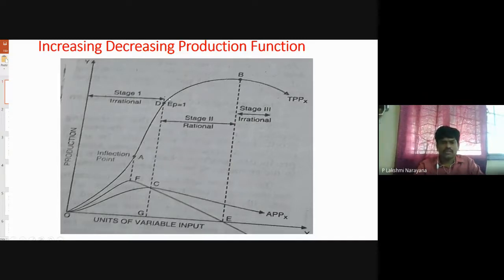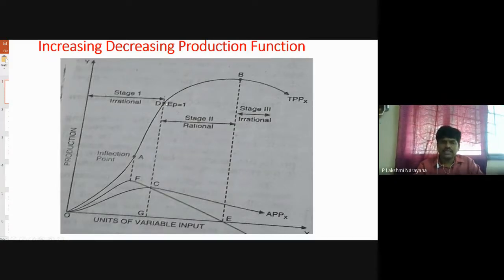Total production is increasing, average production is increasing, but marginal production is decreasing. So from point D to G, this space is, in production function theory, stage 1. Why? Because these production points are increasing. Marginal production is decreasing, but there is no problem. The average production is increasing, total production is increasing. That's why this is called stage 1. It is a rational stage.